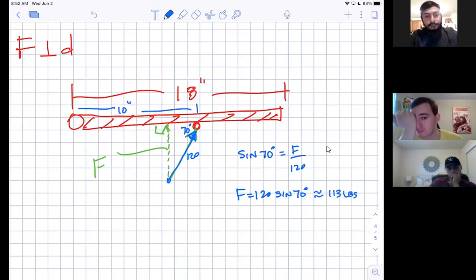So that's why it's dumb. You're wasting some of your pounds. And I notice 70 is reasonably close to 90, so you get a lot of it. You didn't waste everything. If you pushed it at like a 40-degree angle, you'd really be dumb.